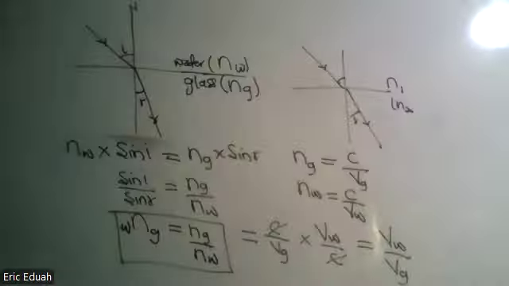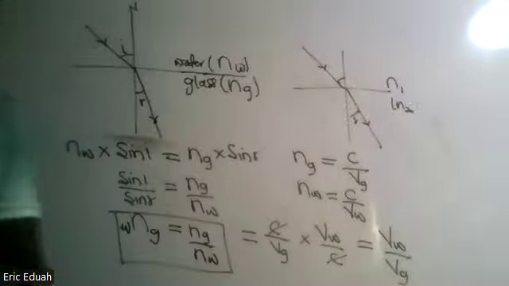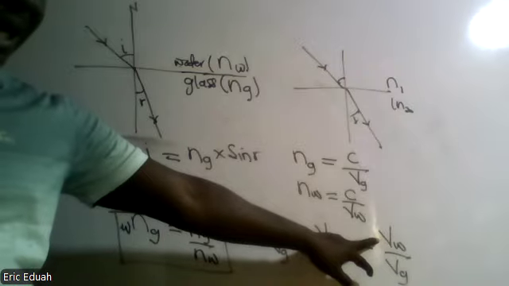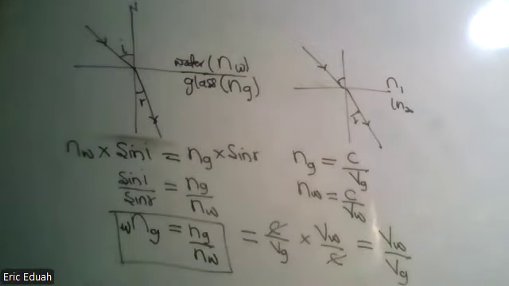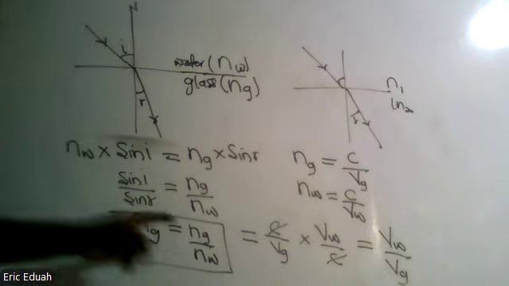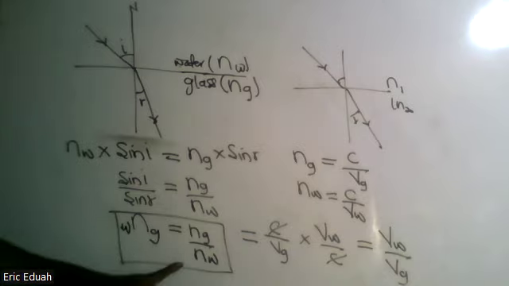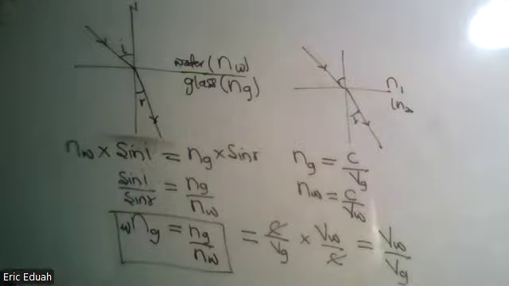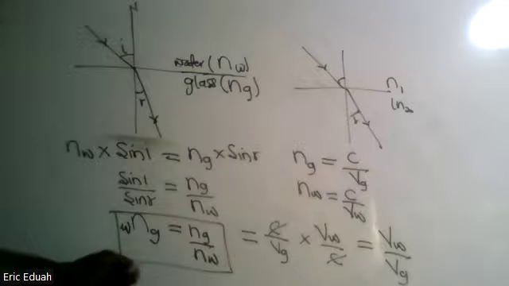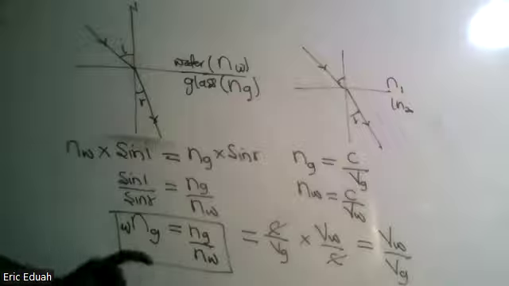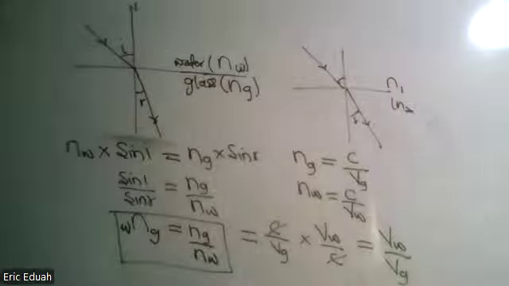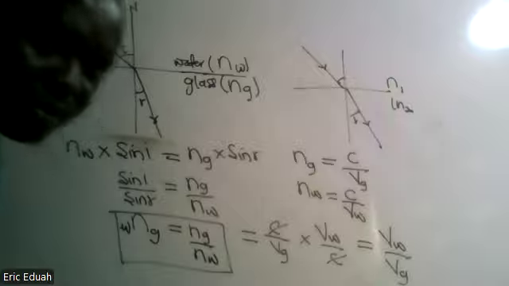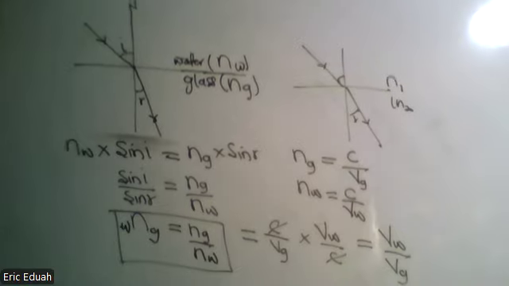Okay. And VW is the speed of light in water divided by the speed of light in glass. So the relative refractive index can also be expressed as the speed of light in the first medium to the speed of light in the second medium. Class, please, is that okay? Yes, please. All right.